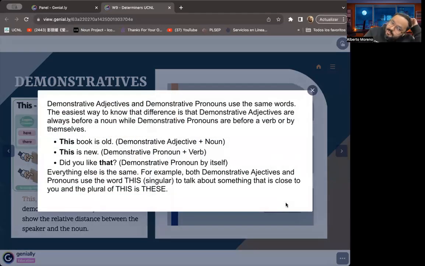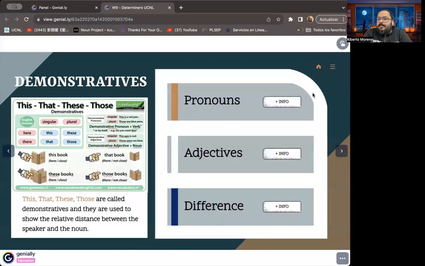Y dice, ¿cuál es la diferencia? Pues bueno, la diferencia es esa. Que los adjetivos demostrativos siempre están antes de un sustantivo, mientras que los pronombres demostrativos siempre están antes de un verbo. Pero tienen el mismo uso, es decir, para expresar qué tan cerca o lejos está algo de la persona que habla. ¿Sí? Hasta aquí.